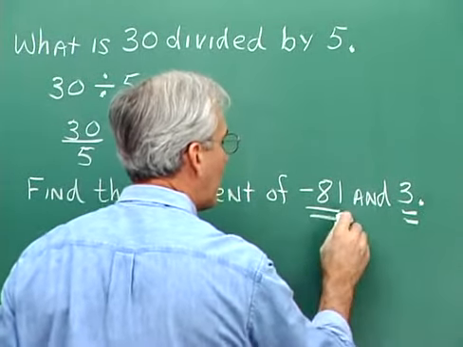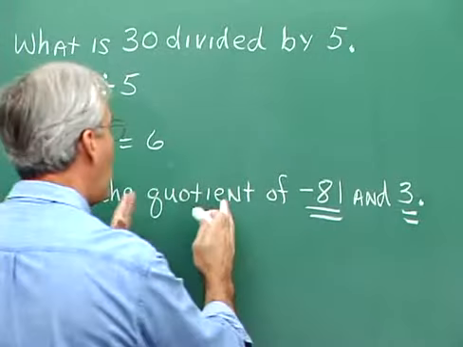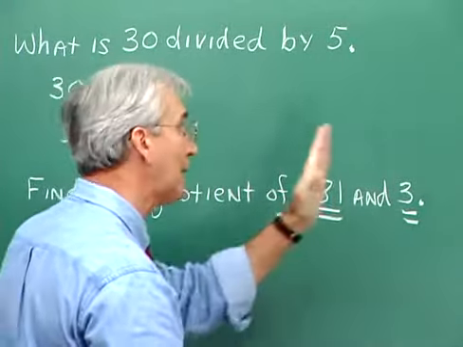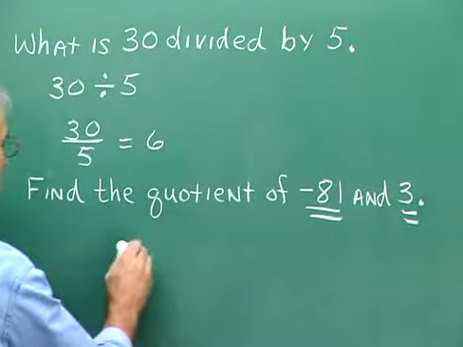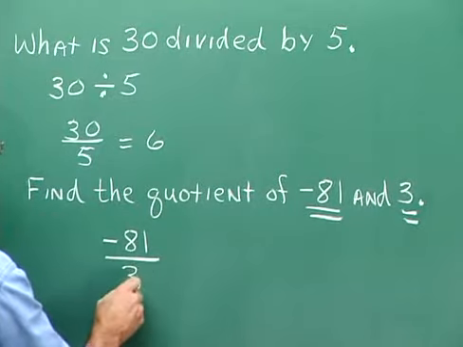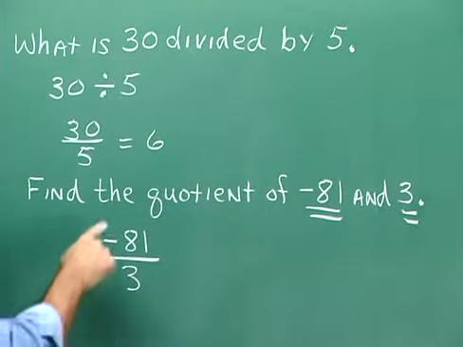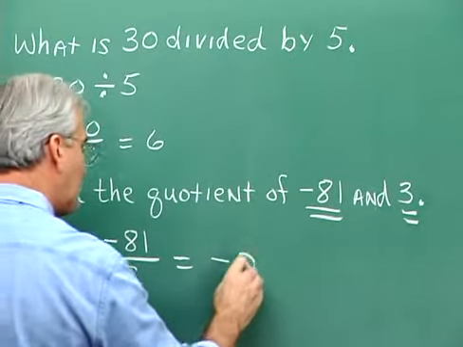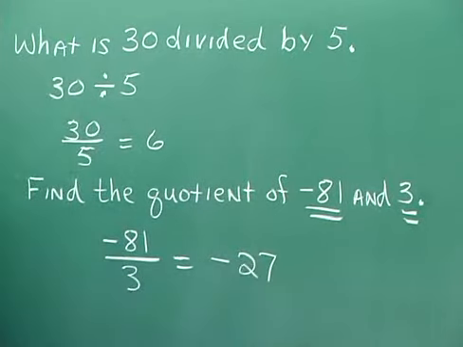You see, if we're thinking of this in fractional form, the quotient of one thing and another puts one thing in the numerator and the other in the denominator. It's that idea. So this is negative 81 divided by 3 as the interpretation of this. Signs are different, so we get a negative answer. 81 divided by 3 is 27. So negative 27 is the quotient of negative 81 and 3.